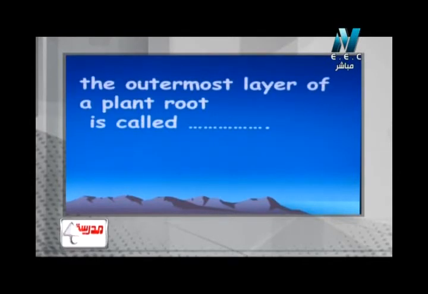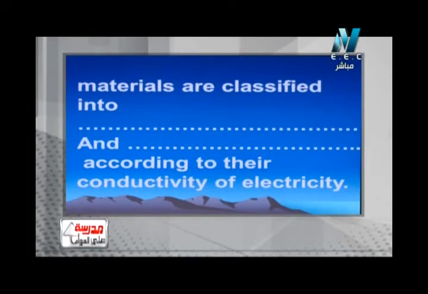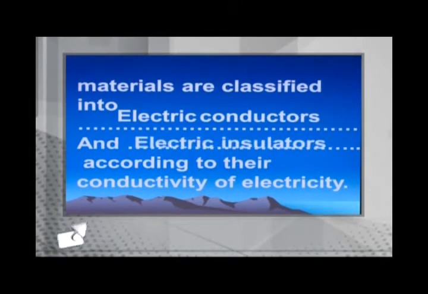Another question: the outermost layer of the plant root is called, الطبقة الخارجية جدا أو أول طبقة من الخارج في جذر النبات is called what? Is called epidermis أو طبقة البشرة. Again, the outermost layer of the plant root is called epidermis. Another question says that materials are classified into what and what according to their conductivity of electricity. المواد بنقسمها لـ A و A حسب توصيل الكهرباء. Surely they will be electric conductors and electric insulators.